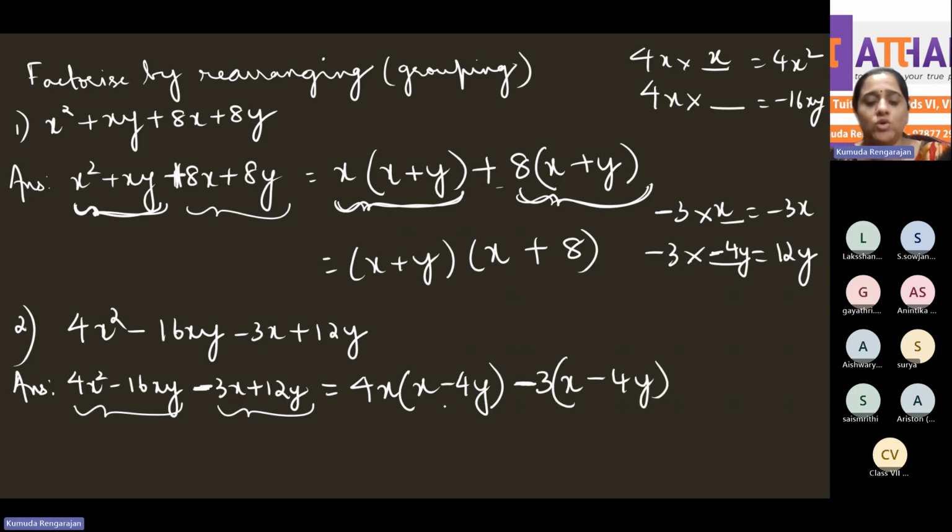So you will see that you will always get the same terms in the bracket, x minus 4y, x minus 4y. That's very important. If you don't get the same terms in the bracket, you're wrong somewhere. So now write x minus 4y, that common thing, once, and gather the remaining, 4x minus 3, in the other bracket. Yeah, right on, children.